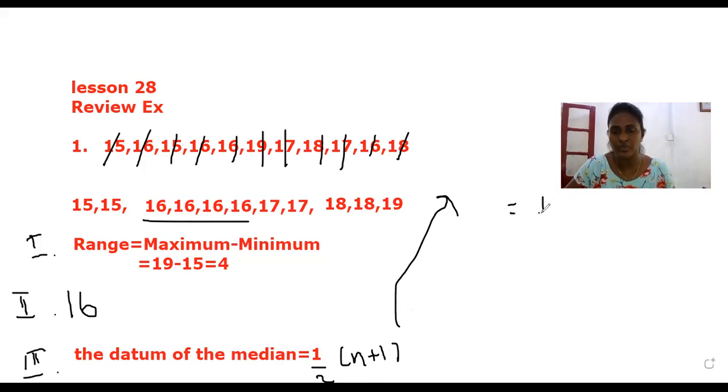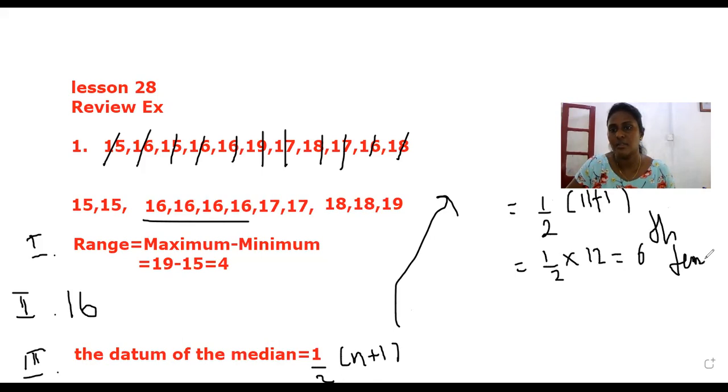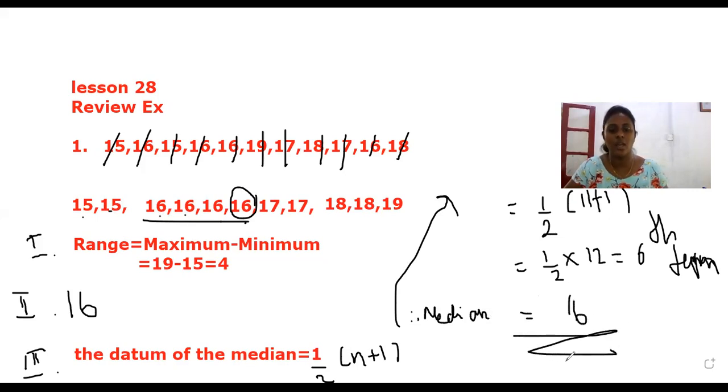Half of n plus 1. Here there are 11 terms. Then 11 plus 1 is 12, and half of 12 is 6. Therefore, the datum of the median is the 6th term of this number pattern, once you write it in ascending order. So, 1, 2, 3, 4, 5, 6. The middle value is 16. Therefore, median equals 16. Like this, you can get the answer.